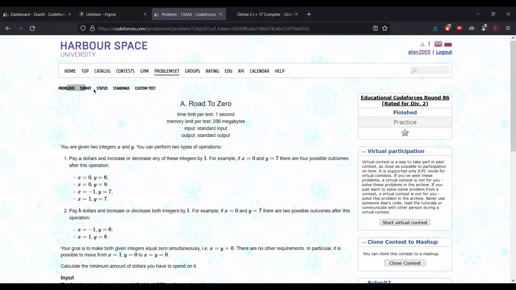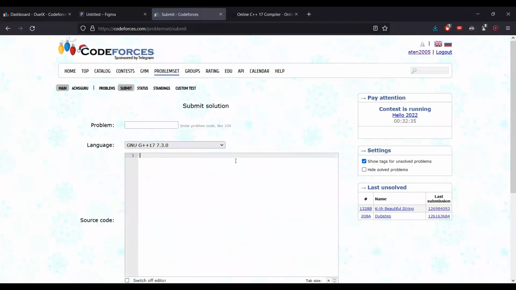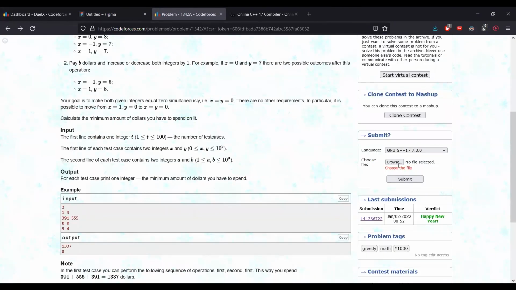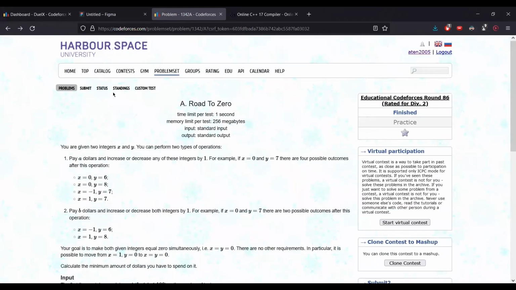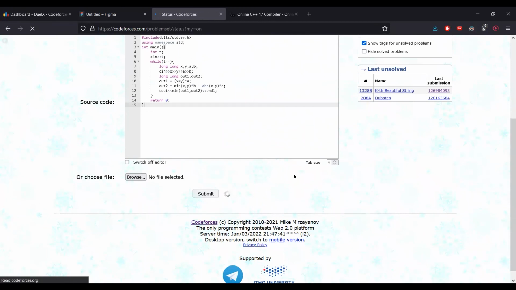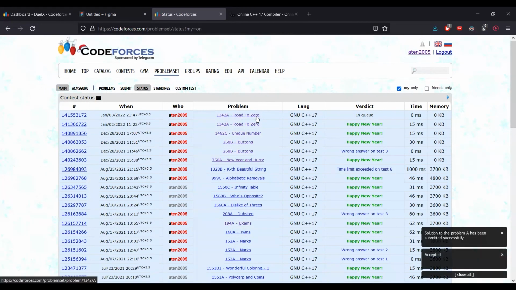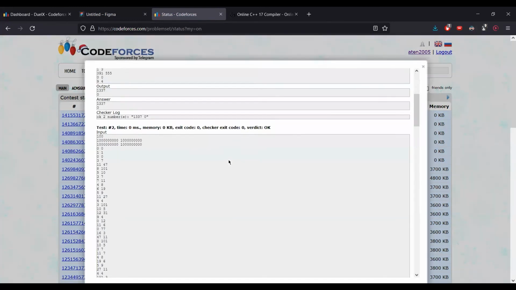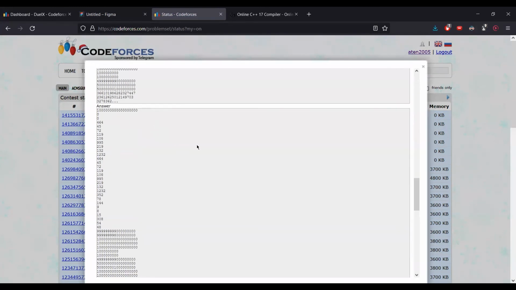Now, if I submit this, should work. Hopefully it works. Not really sure if this would work. Problem code. What is problem code? I do not have the problem code. 13428. I'm not even sure if I'm submitting for the correct one. Yes, this is the correct one. Accepted. Let's go. If I refresh this, should say Happy New Year. Yes, says Happy New Year. Says all test cases pass. Right.